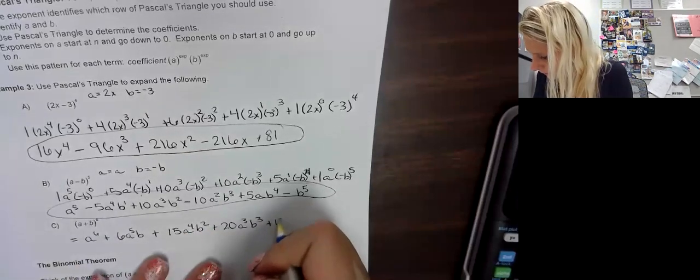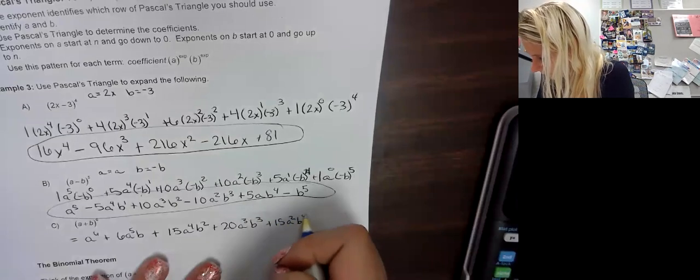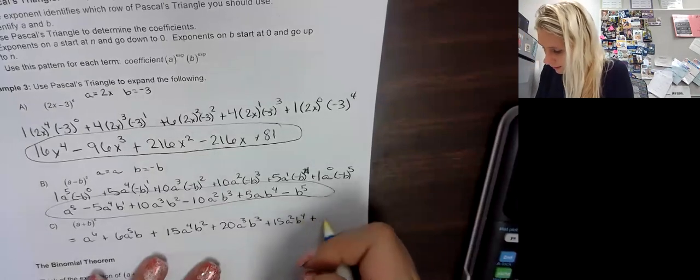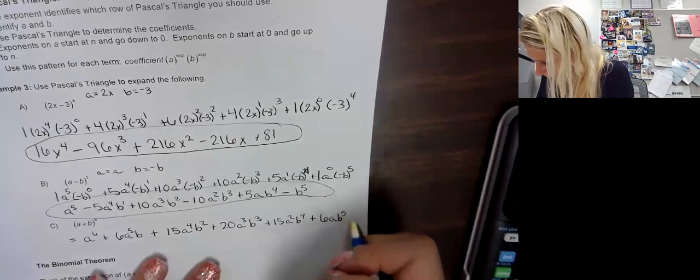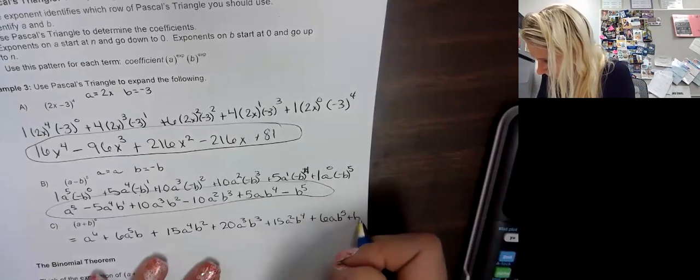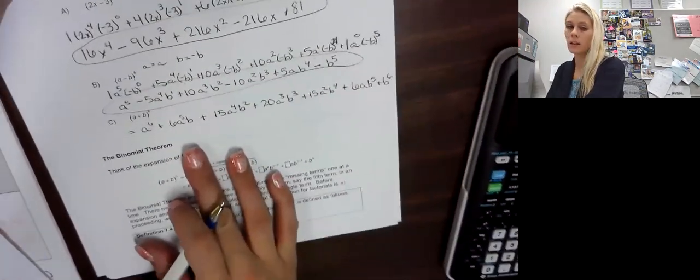Then we go 15. A squared, b to the 4th. 6, a to the 1st, b to the 5th. And last but not least, b to the 6th. So that's using Pascal's triangle to expand.